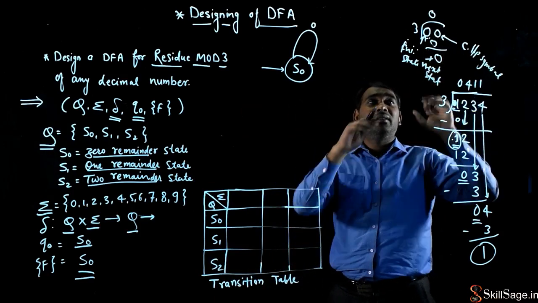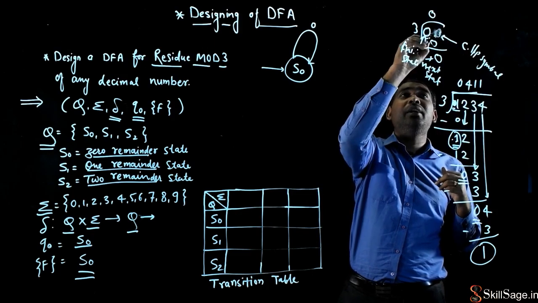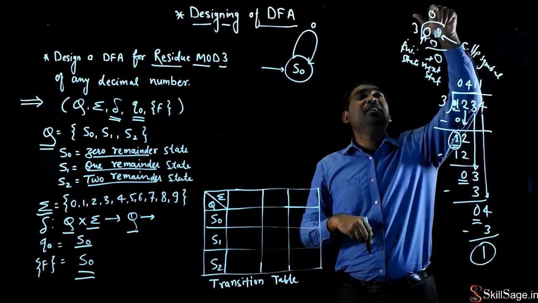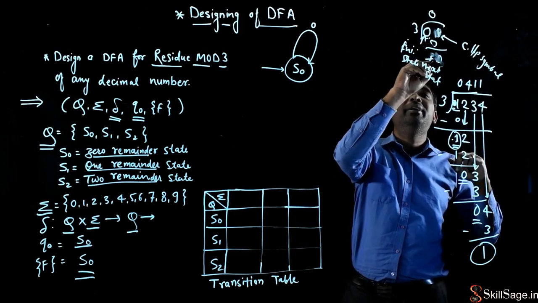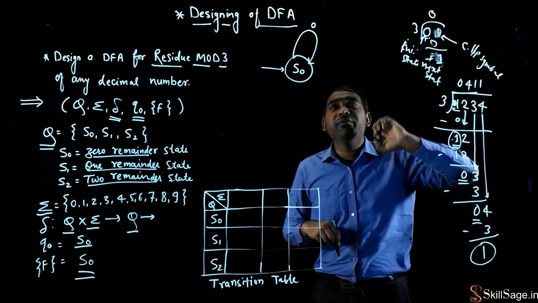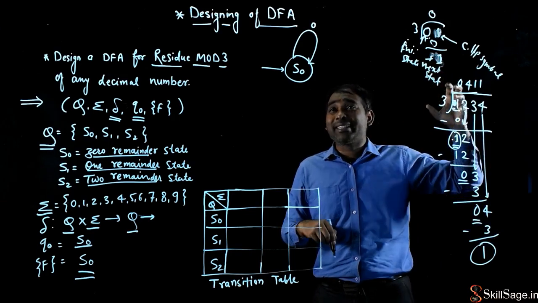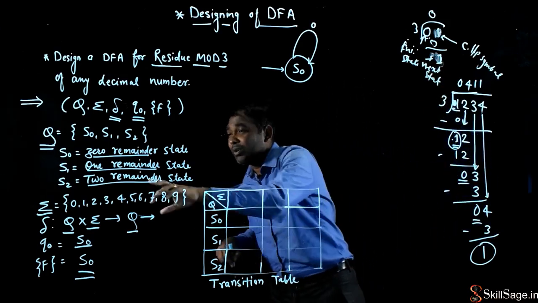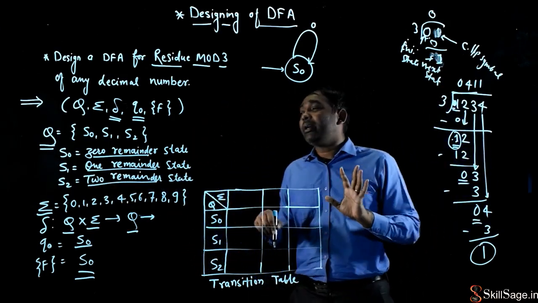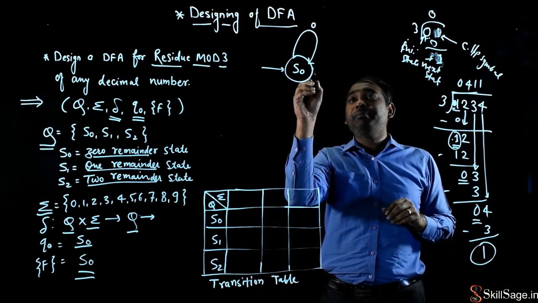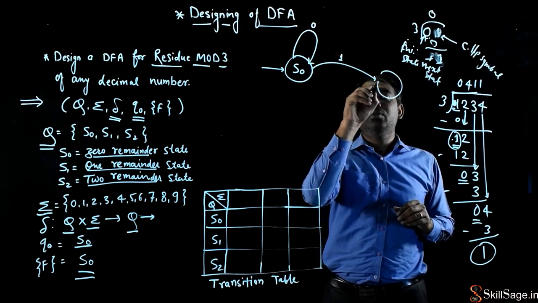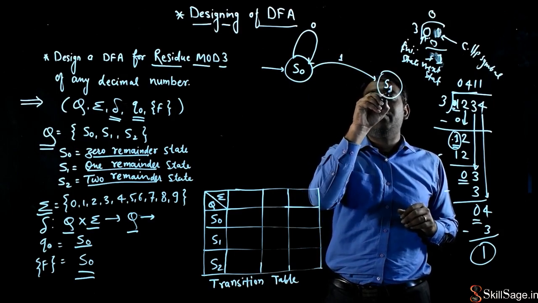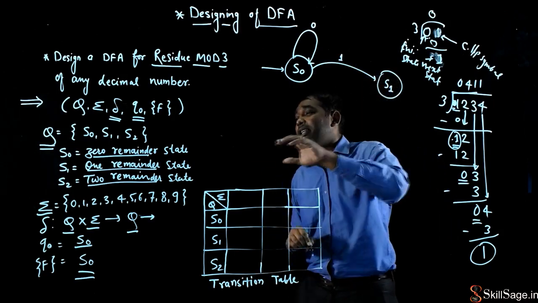So the number that I am going to form is 01. Now if I divide this 01 by 3, 3 zeros are 0, and the remainder is 1. This 1 will act as my next state, meaning the 1 remainder state. What is my 1 remainder state? The 1 remainder state is S1. So on 1, I am going to the next state called S1, the 1 remainder state.